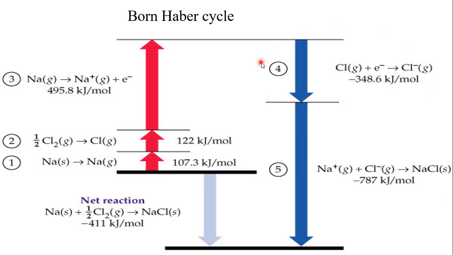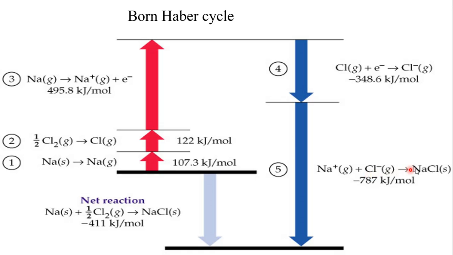Now if you add all these quantities, that is 107 plus 122 plus 495.8 minus 348.6, then you will get what? Minus 787 kilojoules per mole. That is the lattice enthalpy of the sodium chloride crystal. That is the enthalpy change when 1 mole of an ionic solid is formed from its ions, that is sodium ion and chloride ion in a gaseous state.